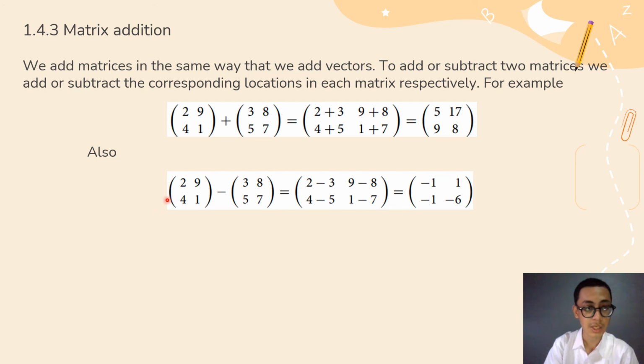Next. 1.4.3 Matrix addition. We can add matrices in the same way that we add vectors. To add or subtract matrices, we add or subtract the corresponding locations in each matrix respectively. For example, 2 with 3, 4 with 5, 9 with 8, and 1 with 7.